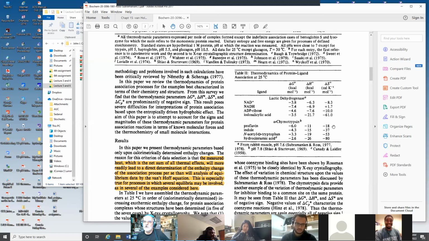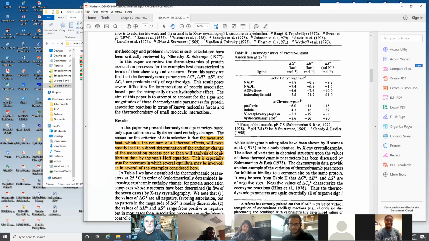Generally speaking, these all have negative enthalpies and negative free energies. There's one exception here that's positive. Okay, so these are small molecule interactions, and their binding to the binding sites are negative enthalpies and negative delta S's, negative entropies. All right. So what they're basically saying is that this type of small molecule interaction approximates what happens when protein-protein interactions occur.